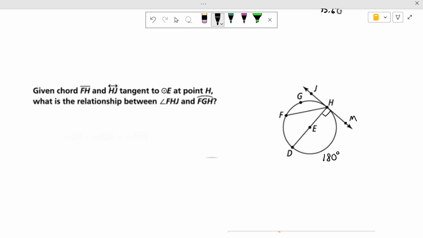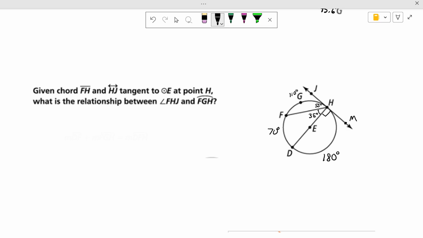So let's say this is like 70 degrees right here, which would make 110 here. Okay, if this was 70, how big would this angle be? Not 70. It's half the intercepted arc, so it's 35 degrees. Well, if this is a 90 degree, a straight line makes 180 degrees, right? So if this is 90, we have 90 left for this. So this would have to be 55 degrees, right?